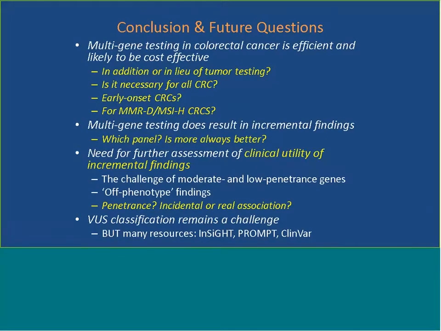So to conclude, multi-gene testing is here, it's efficient, and it's likely to be cost-effective, but who should get it? Should it be in addition or in lieu of tumor testing? I think what Heather was saying is maybe it should be in addition. Is it necessary for all colorectal patients or just early onset? And if we offer a panel, which panel? Is a bigger panel always better? I think we need to carefully think about the clinical utility aspect of that. And what do we do with the off-phenotype findings?